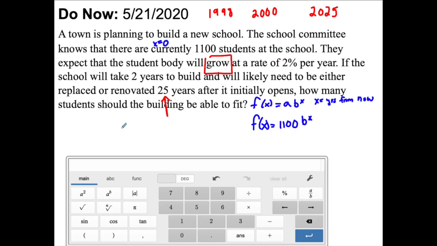And so what we know is that each year the student body will have 100% of what it had last year plus an additional 2%.